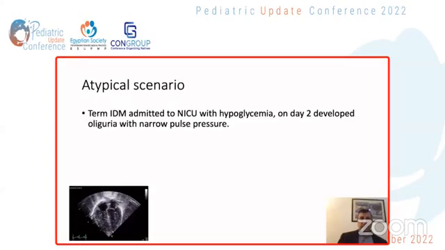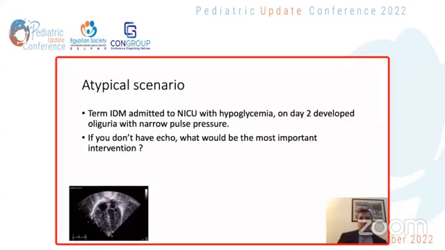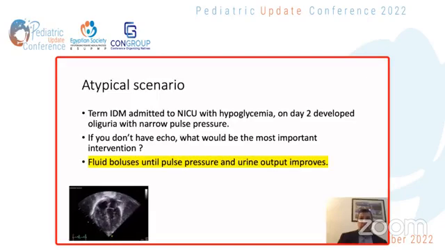Another atypical scenario, when you have a term infant of a diabetic mother admitted with hypoglycemia and they develop oliguria with narrow pulse pressure. And narrow pulse pressure might be because of low cardiac output. If you don't have an echo, what would be the most important intervention in this case? Fluids, and only fluids, full stop. Boluses of fluids, and it is really dangerous to give any inotropes in this case because it might worsen filling of the heart.